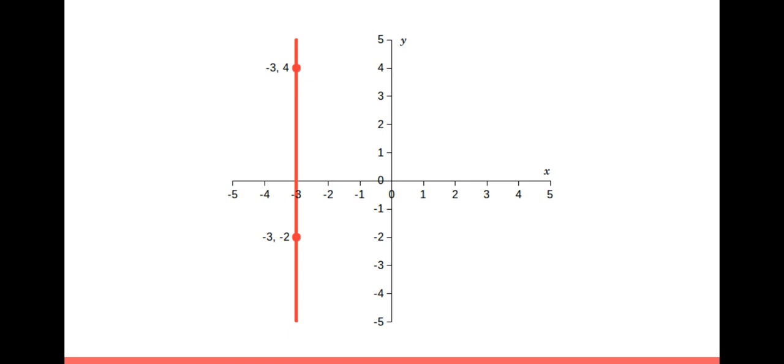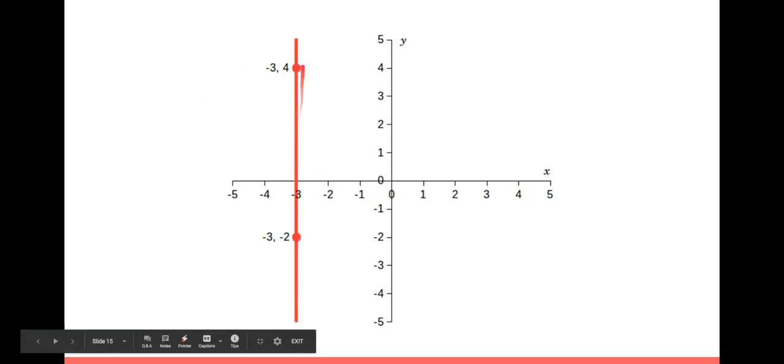And lastly, this is just an example of what an undefined slope looks like. Anytime you see a vertical line, you know that you're just going to call it an undefined slope.